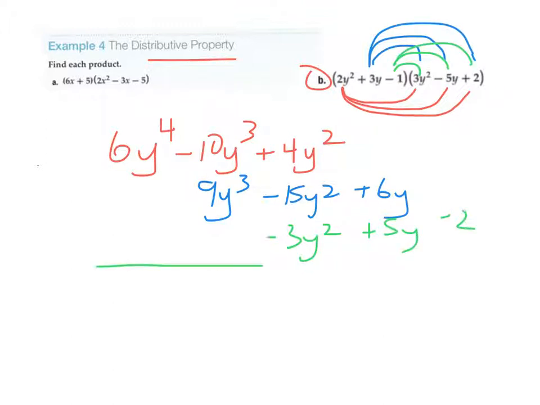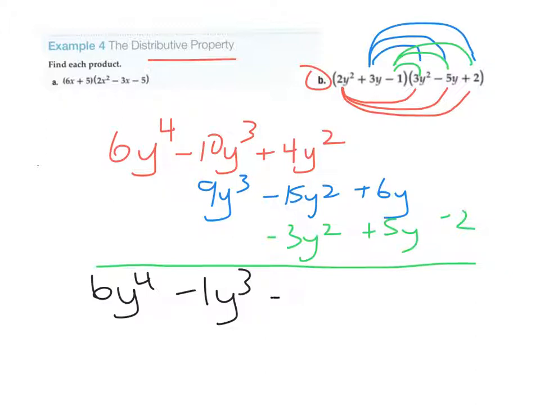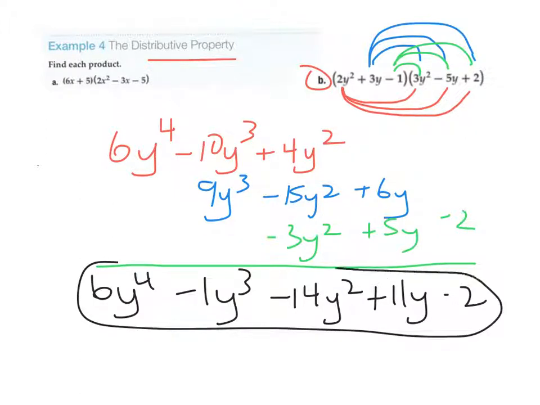Doing this vertical method, we end up with everything lined up. So all I do is add straight down. And adding, the exponents don't change. So this is a negative 1y cubed. It's just the numbers get added. So 4 plus a negative 15 is a negative 11, and negative 3 is a negative 14. And the letters stay the same. And then I get 11 and minus 2. So the vertical method is probably the best method to help keep the same or like terms lined up.